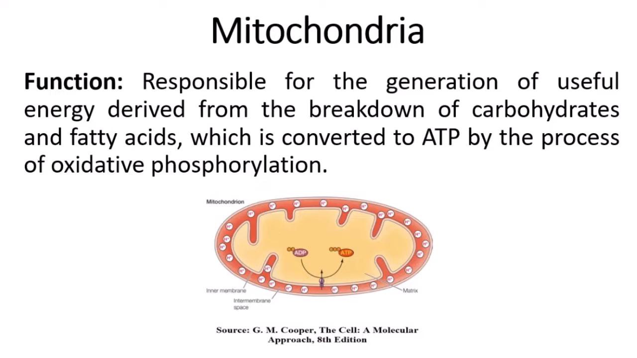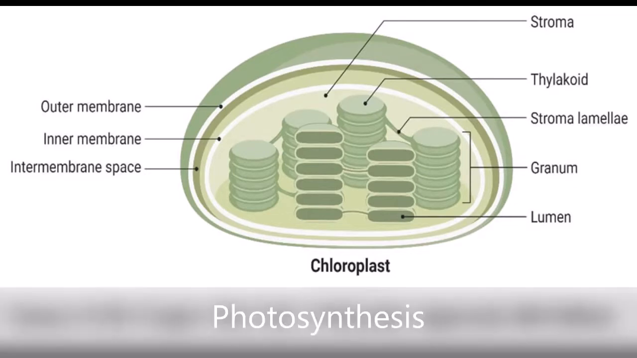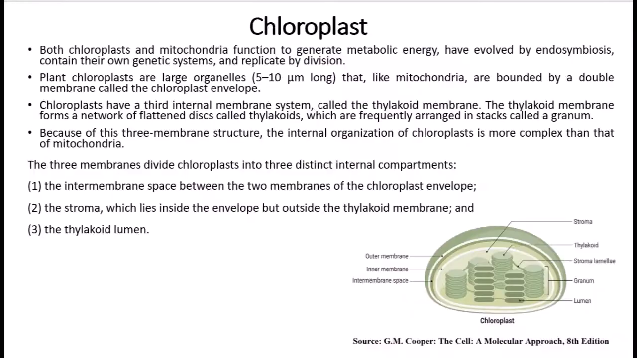Let's start with chloroplast. Well, chloroplasts are responsible for photosynthesis. Both chloroplast and mitochondria generate metabolic energy. They both have evolved by endosymbiosis and they both contain their own genetic systems and replicate by division.